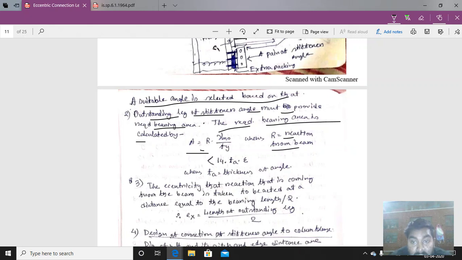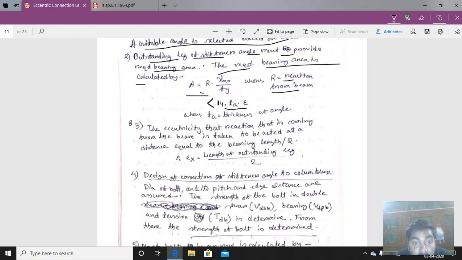Now the reaction force coming from the beam should always be less than 14 into TA into epsilon. That means 14 into thickness of the angle into epsilon. It should always be less than that. That has to be checked.